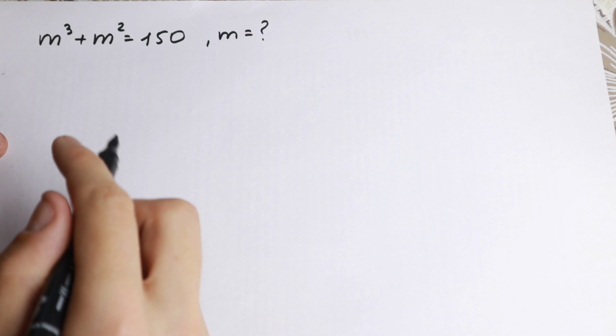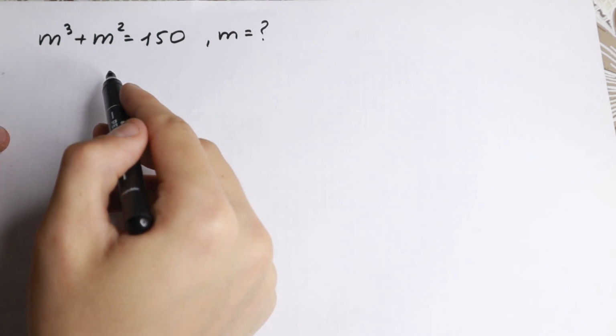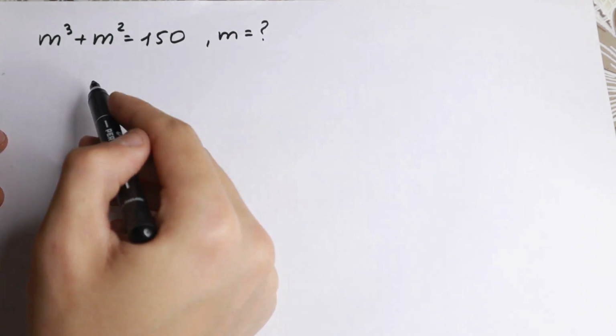Really interesting cube equation today. We have m cubed plus m squared equal to 150. And we need to find, of course, our answer. We need to find our m. How can you do this?